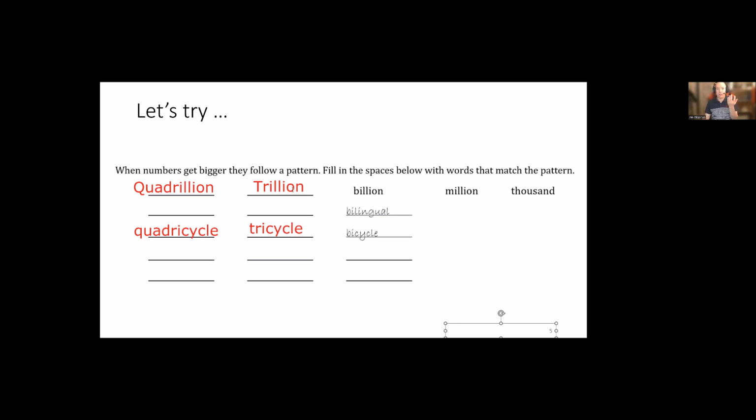So if bicycle has 2 wheels, tricycle has 3 wheels, quadricycle has 4 wheels, bilingual is 2 languages. What is 3 languages? Maybe in your country, this is very common. It's not necessarily in Canada, but I know in European countries, trilingual is people who speak 3 languages. And of course, 4 languages. Go ahead. Quadricycle, or sorry, quadrilingual. Whoops. There you go. Quadrilingual, people who speak 4 languages.